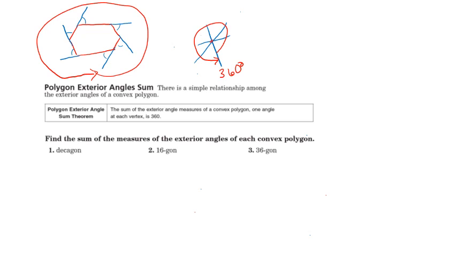So the sum of the exterior angle measures of a convex polygon, remember this only works for convex, with one angle at each vertex, is 360 degrees. So the sum of the measures of the exterior angles of each convex polygon is 360 degrees. 16-gon, 360 degrees. 36-gon, 360 degrees. So they always add up to 360. It's really cool. And I know you might not want to do it, but if you take some time and actually draw that and cut out those angles, you'll see they meet in the middle. It's really kind of neat.